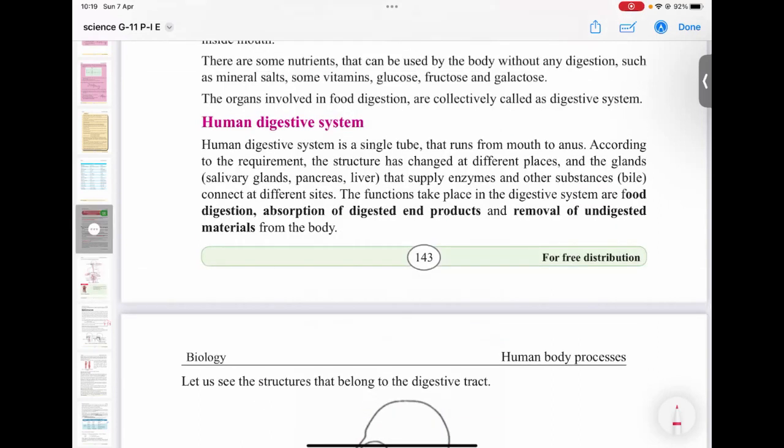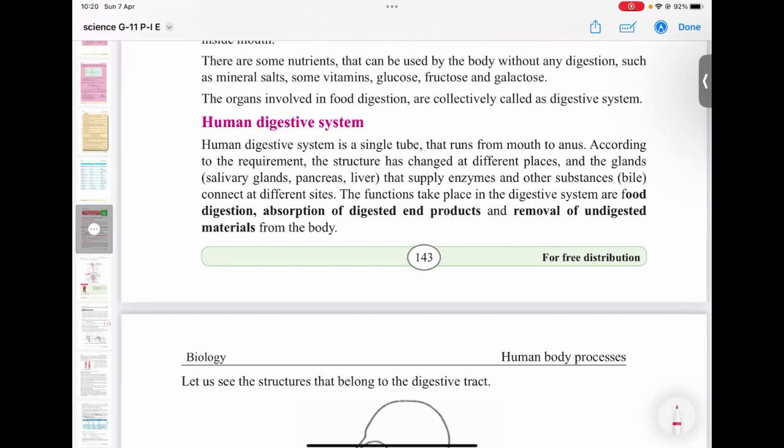Yeah. So they might have told this one as well. The glands also help, like the salivary gland, pancreas, liver. So what does the salivary gland give you? Saliva. The pancreas gives the pancreatic juice. We will be learning it in a while. Then we have the liver. The liver gives bile, and so these substances will help the digestive system to perform its function, where the food will be broken down, which is called digestion. It will be absorbed, and then we will remove the undigested materials as well. So that is the feces.